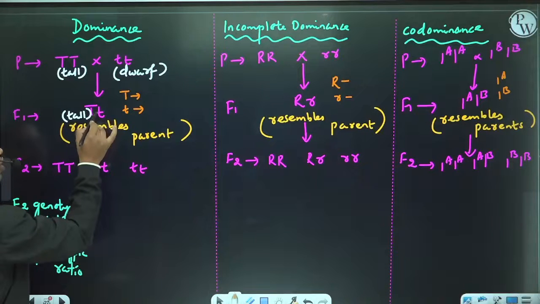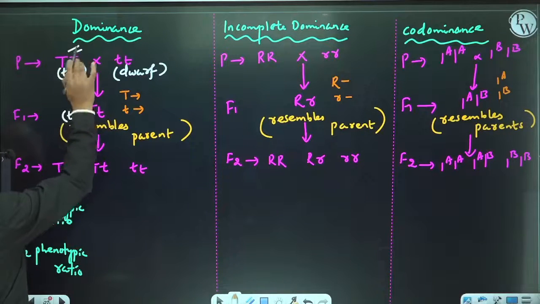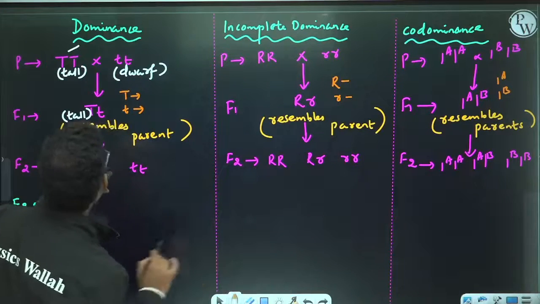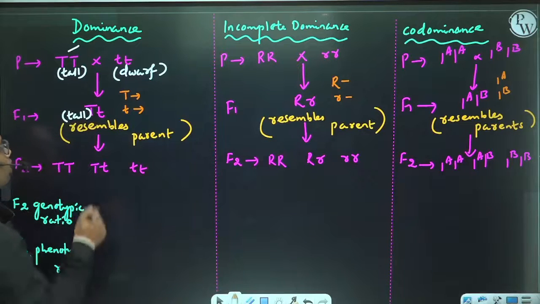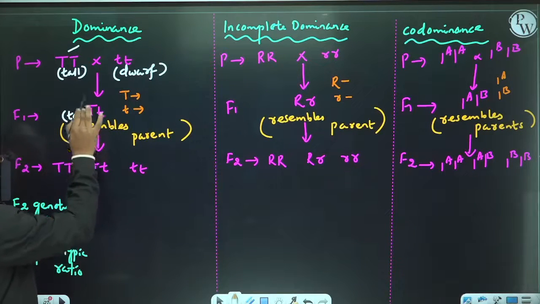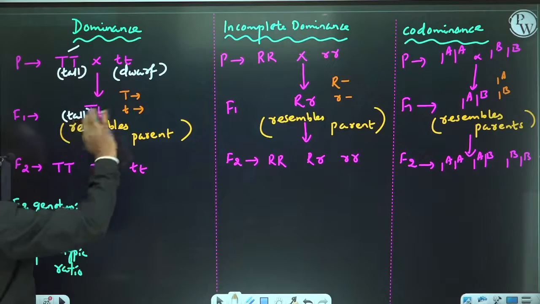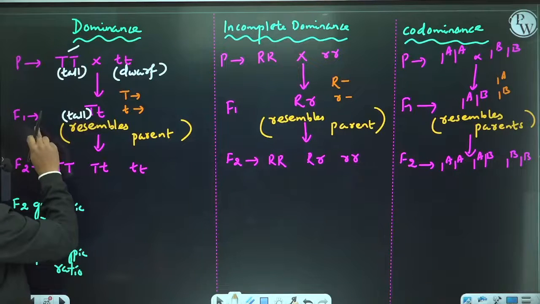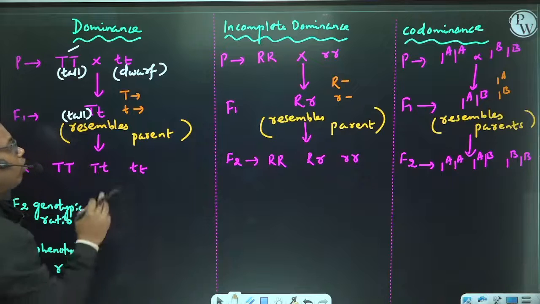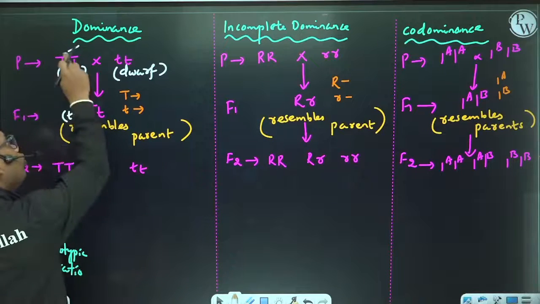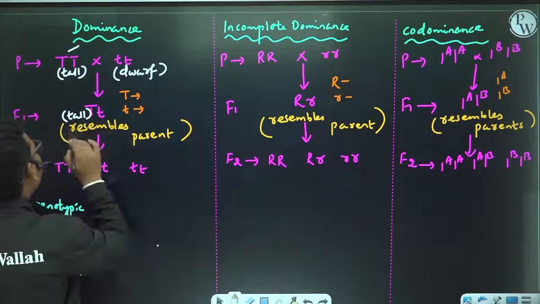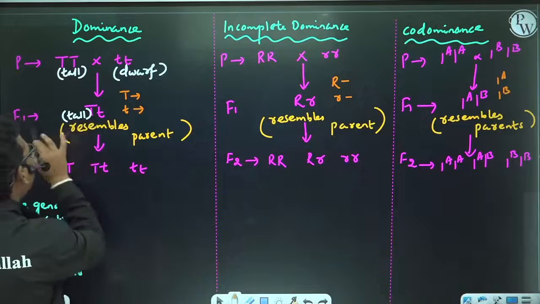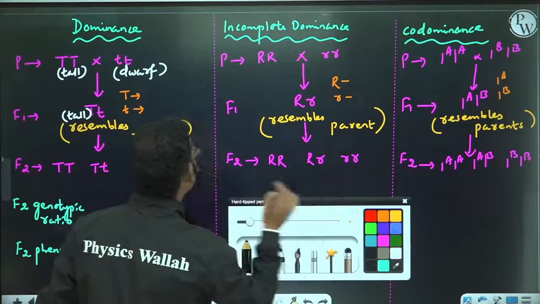So you can see this F1 generation is resembling this one with respect to phenotype, not with respect to genotype. With respect to phenotype, this F1 tall is resembling one of the parents. These are the two parents. One parent is dwarf, one parent is tall, and this F1 is tall. That means I can say this F1 resembles phenotypically with one parent. Which parent? Dominant parent. So I can say in case of dominance, the F1 resembles either parent.